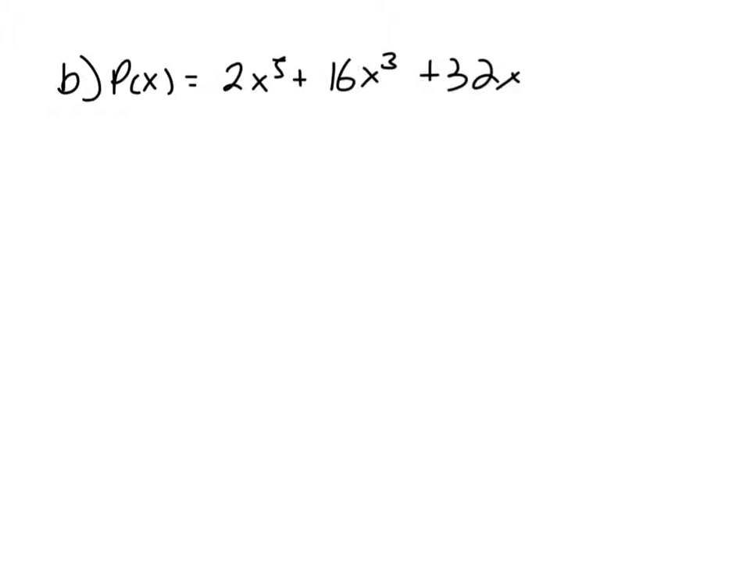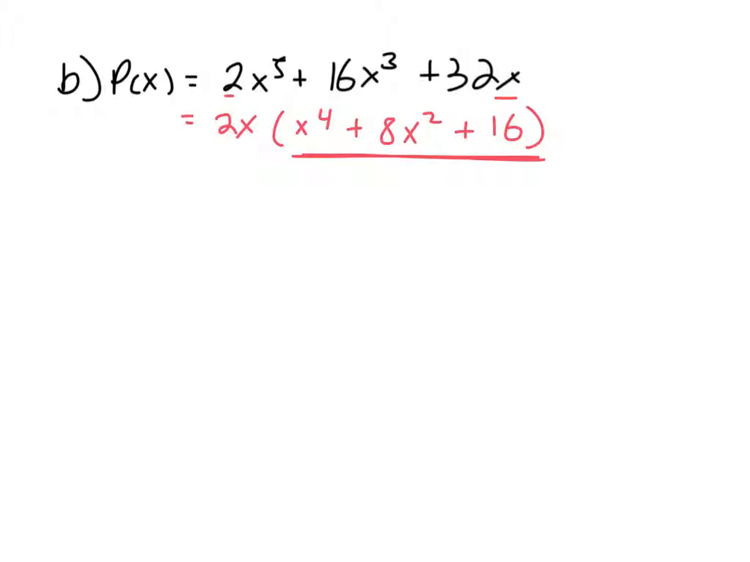Okay, so in this example, let's see. I can start by factoring a little bit. I can pull out an x and a 2, so I'm going to pull out a 2x. So then I'll have x to the 4th plus 8x squared plus 32 divided by 16. Okay? All right, now let's see. I can factor this.